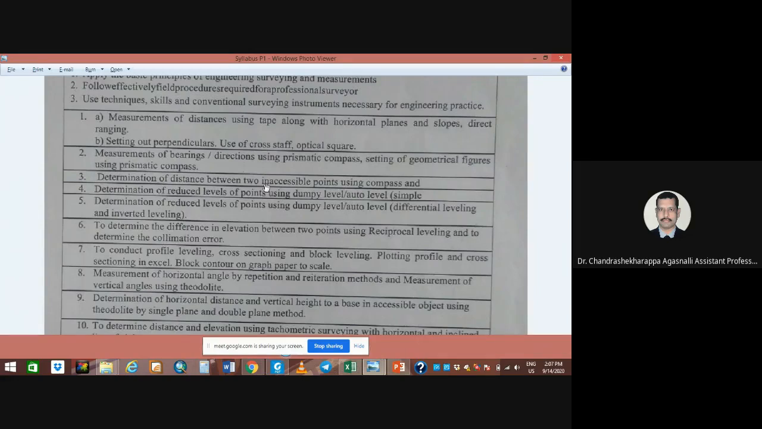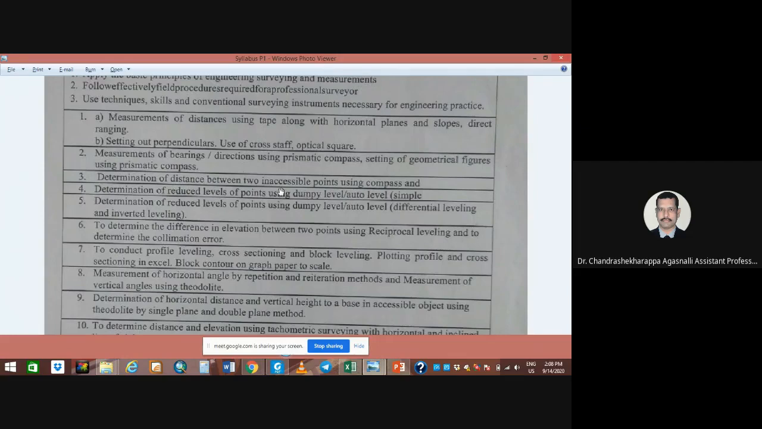Wherever there is undulating topography, where there are hills and valleys, using the tape or using the chain, generally we used to do the survey with tape surveys. And third one is the determination of distance between two inaccessible points using the compass. Inaccessible means if the next point is not directly visible, you need to establish an intermediate point, then you move to the target.